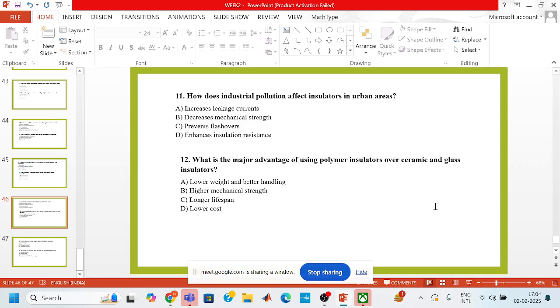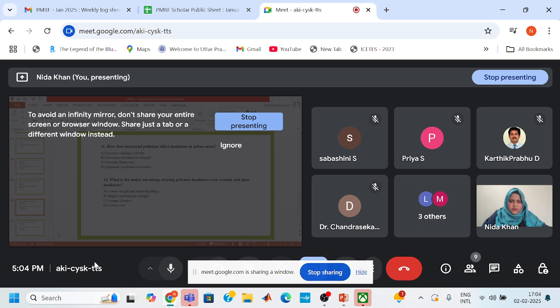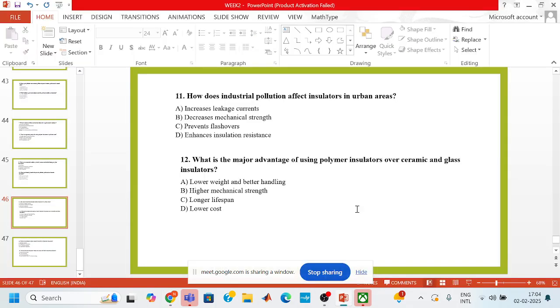Lower weight and better handling. Anyone else? Okay. Anyone else? Okay, the correct option is A, that is lower weight and better handling. This is the major advantage of using polymer insulators. Why are we using it? Because of its lightweight and better handling capability.